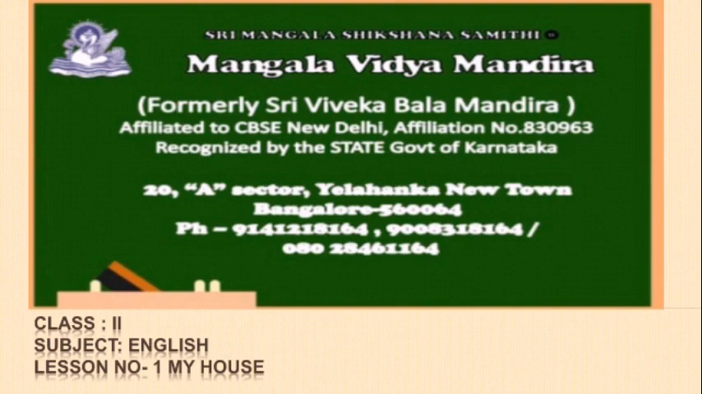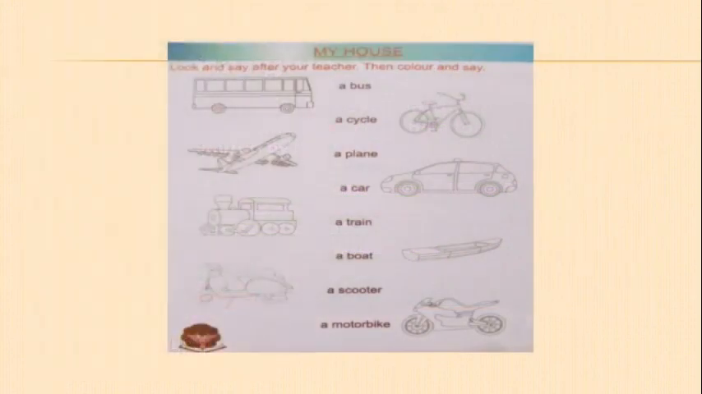In continuation with the previous video, let us learn the lesson My House. On page number 6, you can see different pictures of vehicles. Can you see a bus on this page, children? Yes. How many buses can you see on this page? Only one bus. So, we can say a bus, which means one bus.